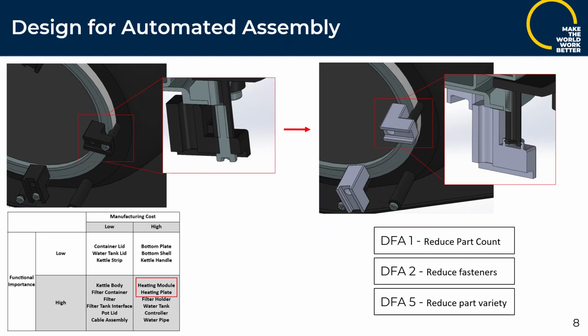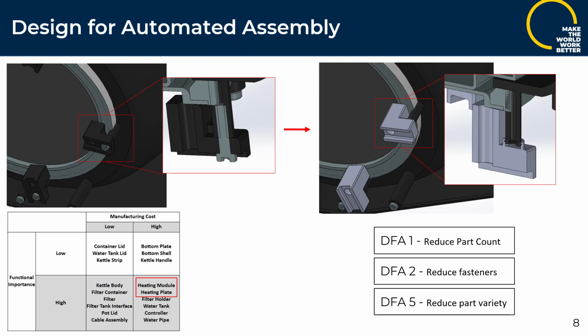The redesign for automated assembly focuses on parts that were both high in terms of functional importance as well as manufacturing cost. This intersection helped us choose the heating module and the heating plate for redesign. The heating plate is held in place by a set of 5 plastic plate holders which screw directly into extrusions that rise from the outer covering of the machine.